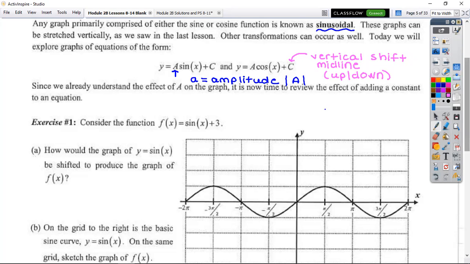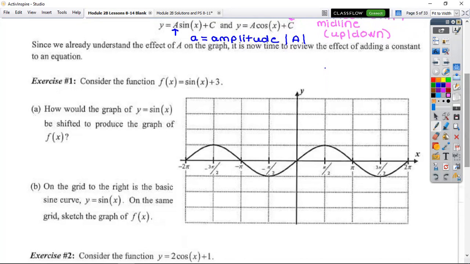Okay? So your first example here is you're going to look at the function sine of x plus 3. So first of all, what's going to be the amplitude of this one? What's the number in the front? Just 1. And then you're going to have this 3 right here. So we're going to say that this is a vertical shift up 3 units.